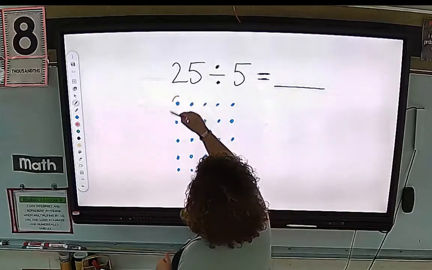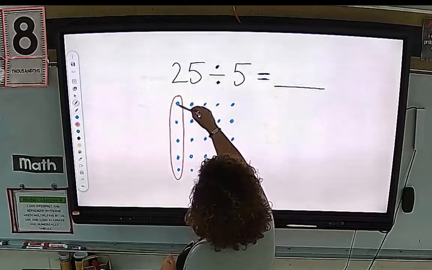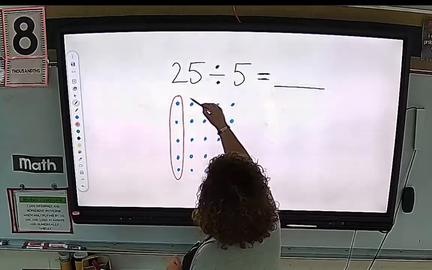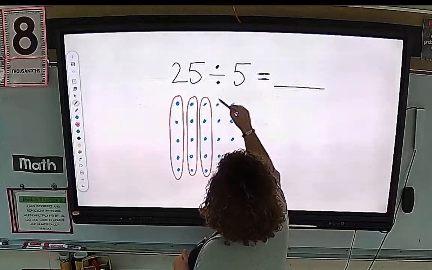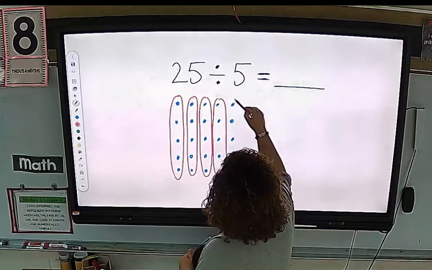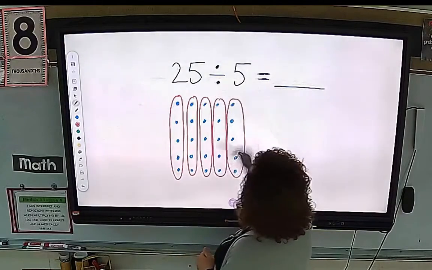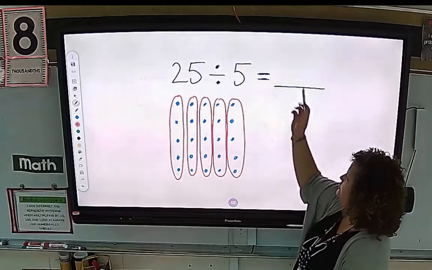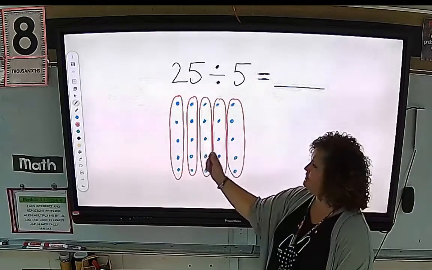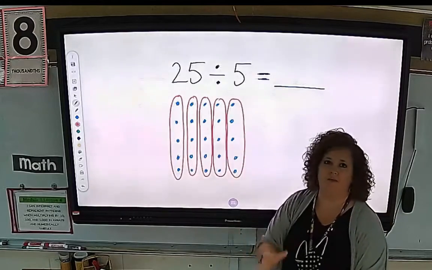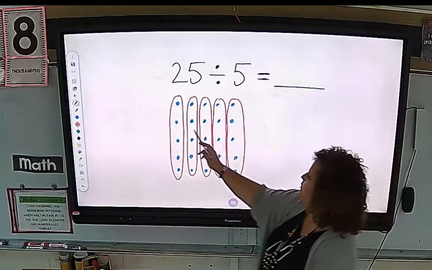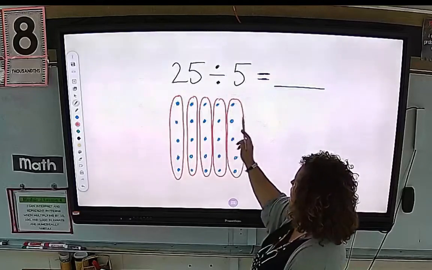So here we go. Here's a group of 5. 1, 2, 3, 4, 5. Here's a group of 5. Here's a group of 5. Here's a group of 5 and another one. And so our answer would be, how many groups of 5? How many times can we get a group of 5 out of 25? So we've got 1, 2, 3, 4, 5 groups.